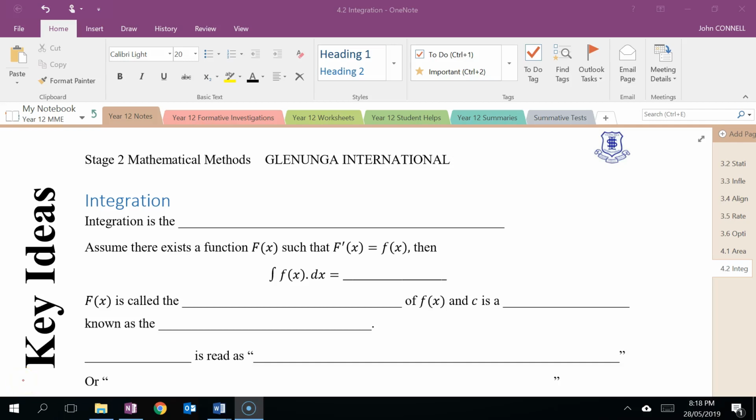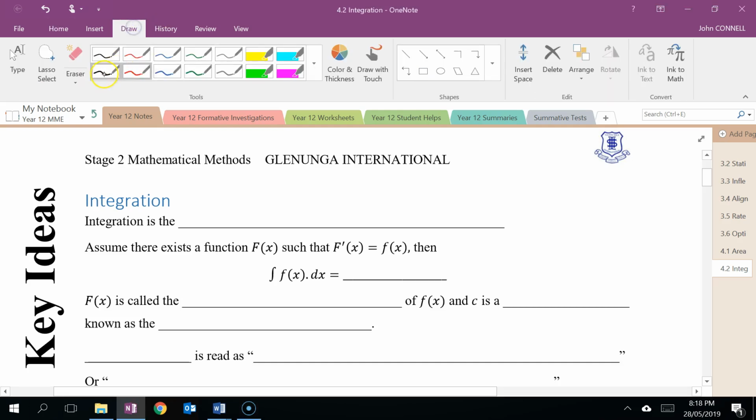Hi everybody, today we're going to move into what's going to seem like a slightly different topic of integration, and you might wonder, well, what's happened to all our finding areas under curves? It's intricately linked, as I'll explain on Friday. But integration is the opposite process of differentiation.